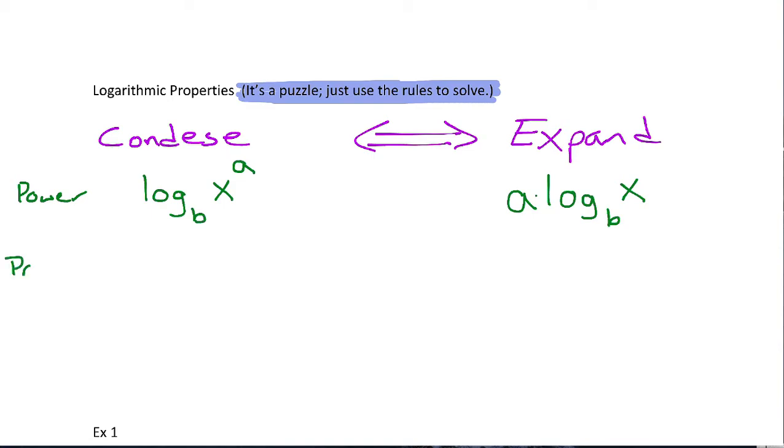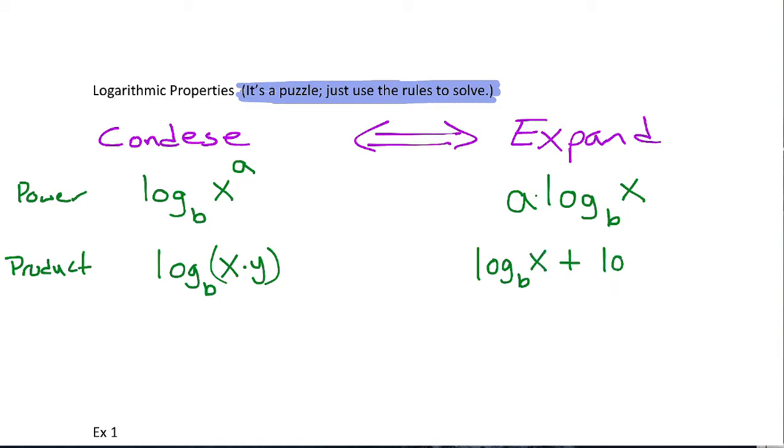The product rule. So the product rule is if you have log base b and you have x times y. So we have something like this. We can write that as log base b of x plus log base b of y. Think about what we did with the similar product rule with the exponents, where we added those exponents. This is the same. This is the log version of that same rule.